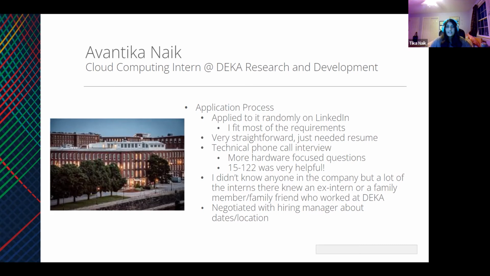And a lot of the other interns there knew family or friends or ex-interns, but I didn't know anyone at the company. So no matter who you know, it's still possible to get into companies. One other thing that I had to learn to deal with was negotiating about location and dates, because I ended up having to live there in New Hampshire for the summer. So I managed to negotiate how my whole living situation would work and when I would get started. The application was a little bit of a long process, but it ended up happening throughout all of April. And yeah, next slide, please.